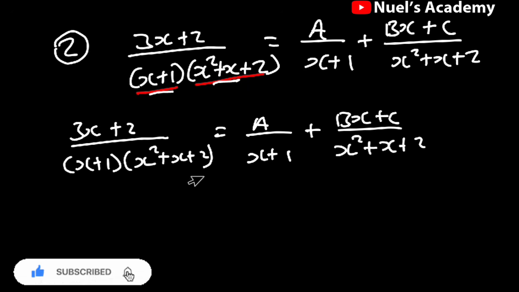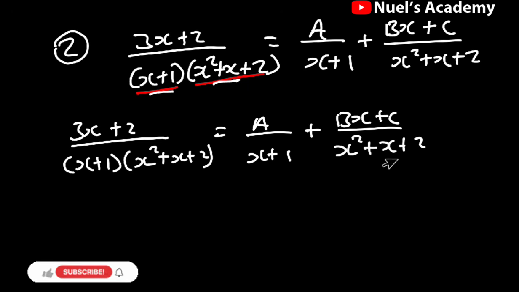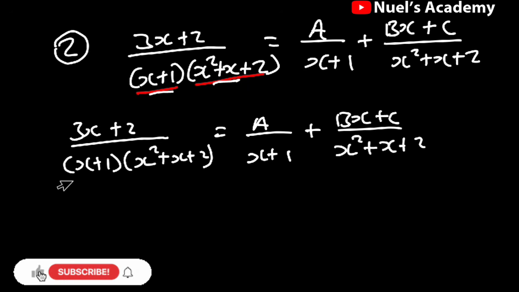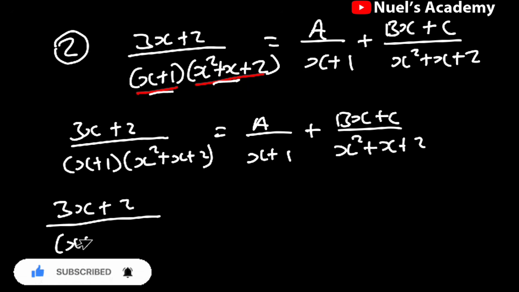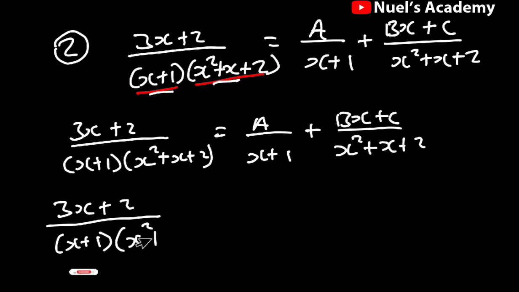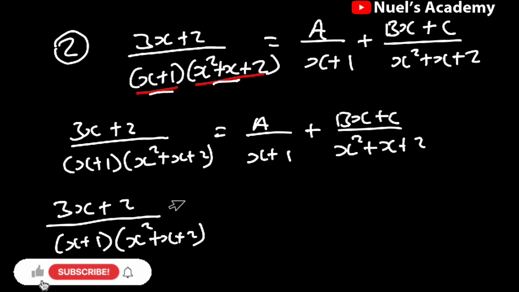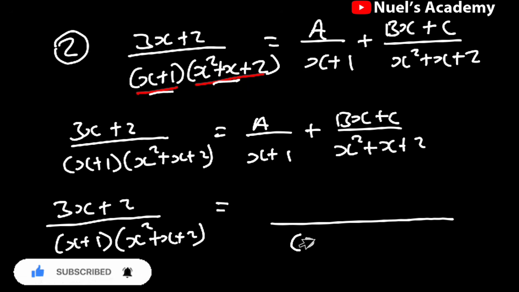Okay, just like we did earlier, we're going to find the LCM of (x plus 1) and (x squared plus x plus 2). But then it turned out that this also is their LCM. So we're going to have (3x plus 2) divided by (x plus 1) multiplied by (x squared plus x plus 2). Now, instead of me multiplying this by the LCM again, it's going to occupy a lot of space. Let me just do the normal thing we know how to do. So let me just write the LCM here: (x plus 1)(x squared plus x plus 2).